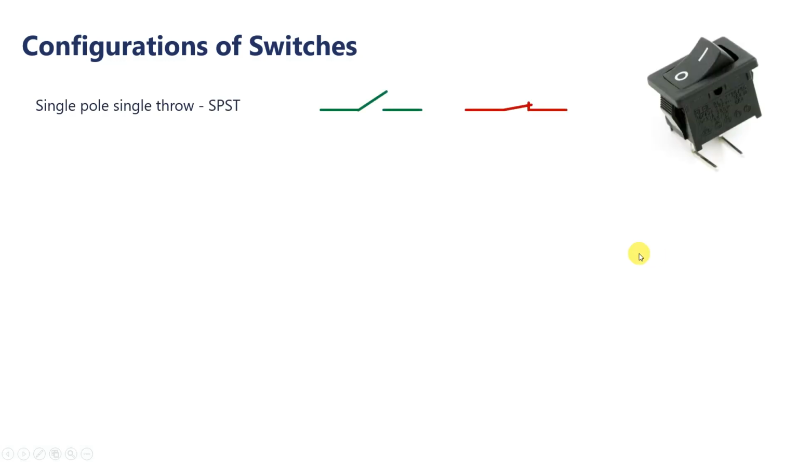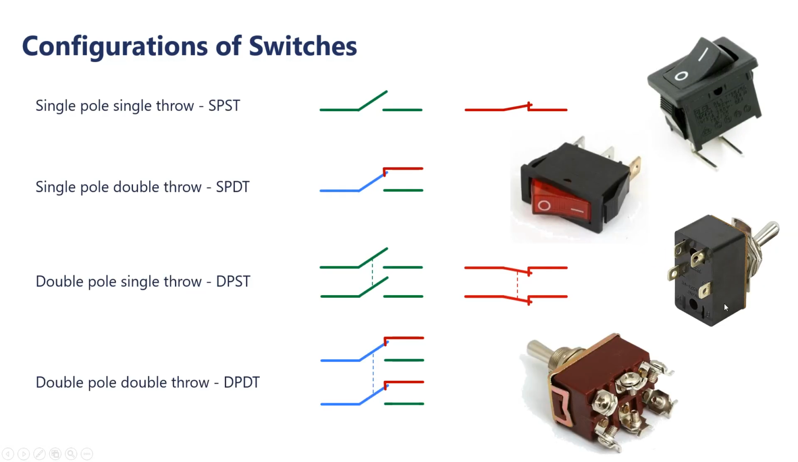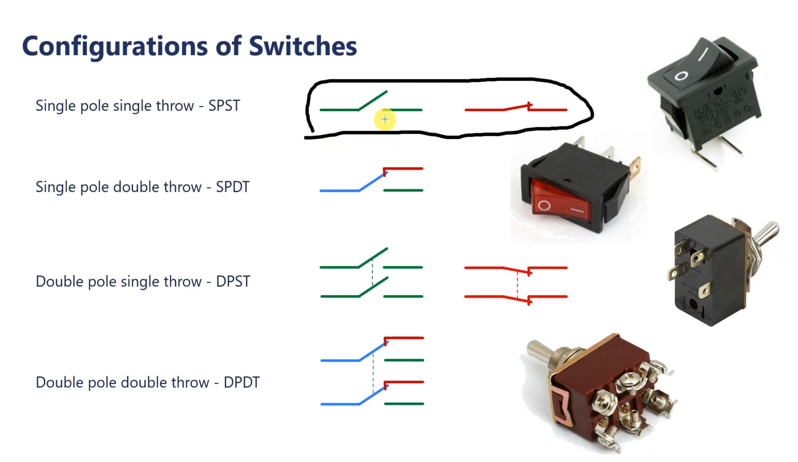Next, we are going to look at some configurations of these switches. Now, I want you to get familiar with these symbols because you're going to find a lot of these in the electrical diagrams. This is an SPST, single pole single throw switch. What this means is that it has two terminals. One of the terminals is connected to the source and the other one is connected to the load. And depending on the condition, you can turn it on or off.